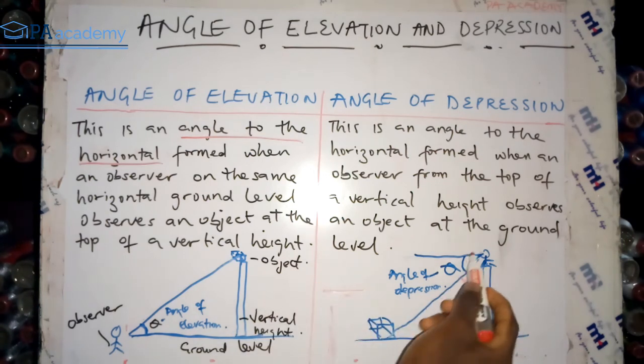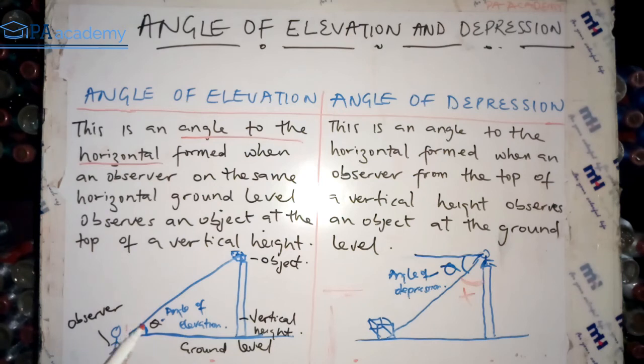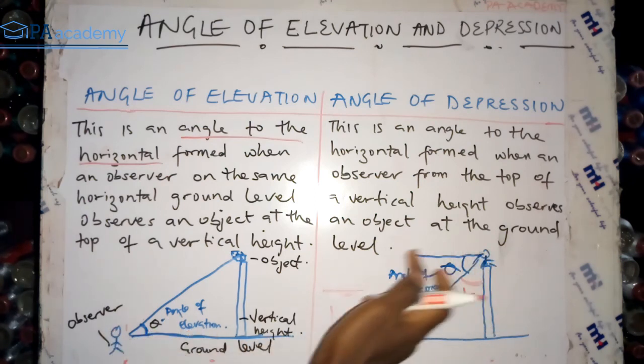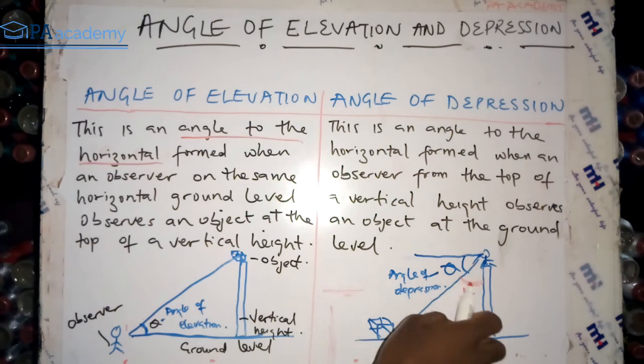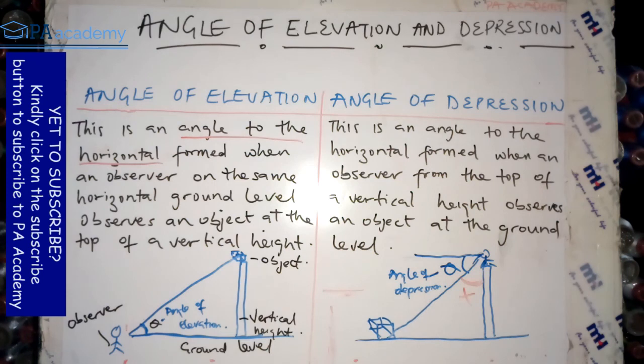So the angle is formed to the horizontal, including angle of elevation. The angle is formed to the horizontal, not vertical. So that is the angle we are talking about, either you are talking of that of depression or elevation. The angle is always formed to the horizontal line, not to the vertical. So this is the difference between angle of elevation and depression.